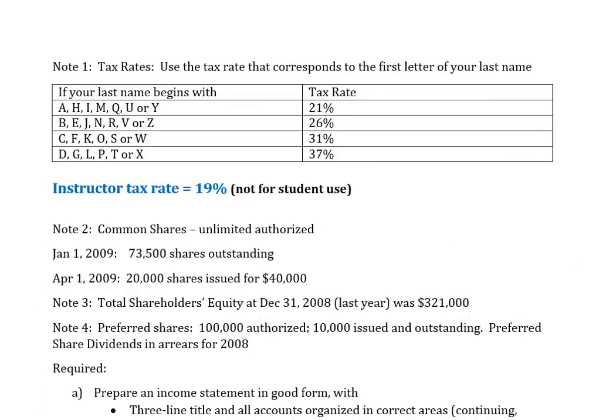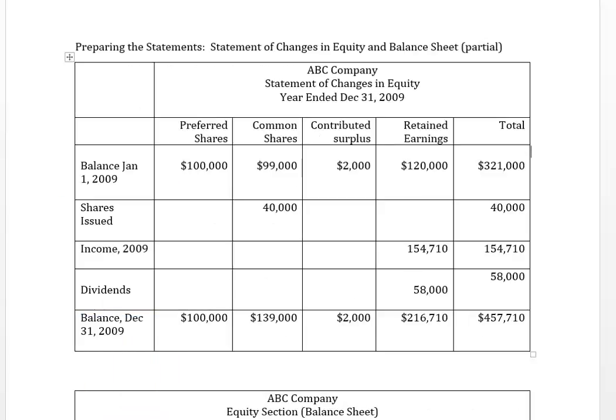So what you could have done here as well, if you wanted to, is work with 321 and then say, well, if I know I have preferred shares of 100,000, contributed surplus or contributed capital of 2,000 and retained earnings of 120,000, and I know my total equity is 321,000, I could work backwards to find 99,000 that way as well. So whichever way is fine.